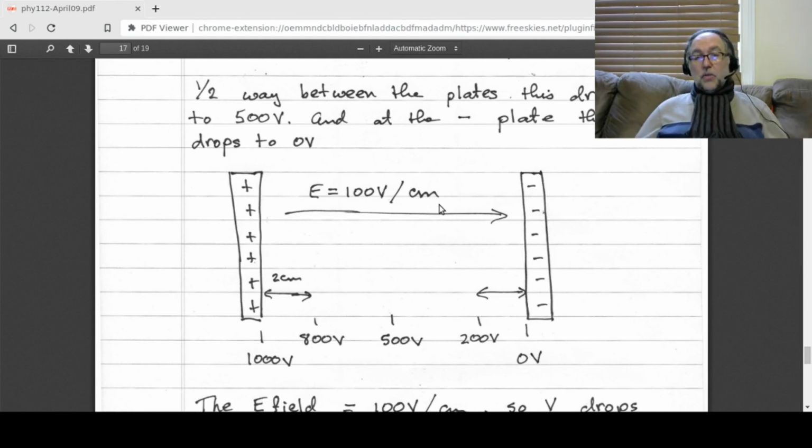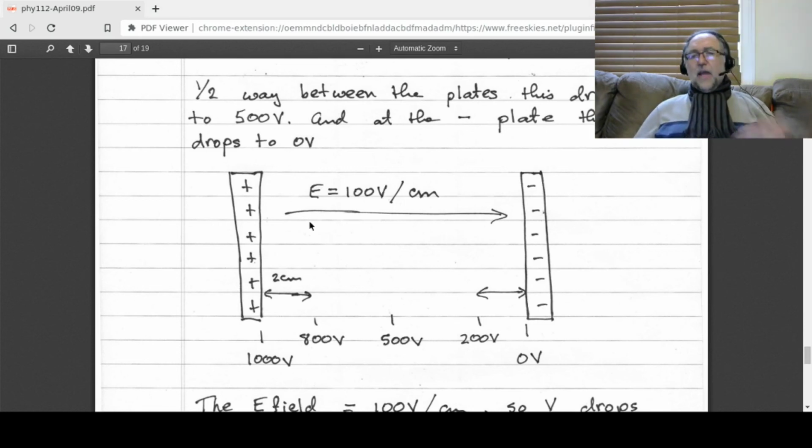If you were to bring these two plates closer together, say they were only 1 centimeter apart, but they're still charged up to 1,000 volts, then you would have not a drop of 100 volts per centimeter, but a drop of 1,000 volts per centimeter. So here's 1,000 volts between these two plates, and they're only a centimeter apart, so now you'd be dropping 1,000 volts between them. So now it's much steeper. The electric field would be 1,000 volts per centimeter. It's a much steeper drop.